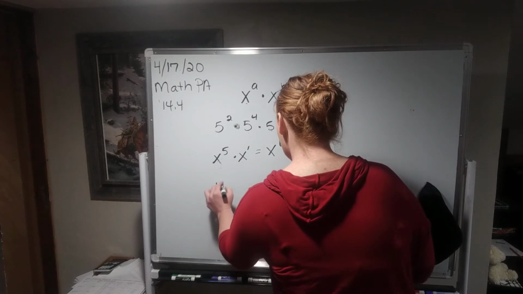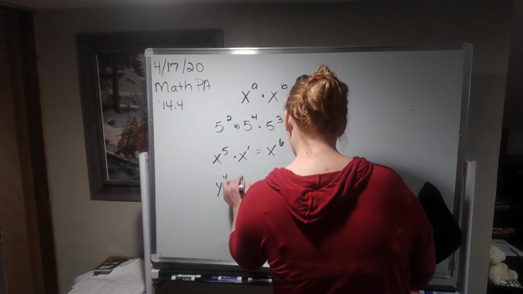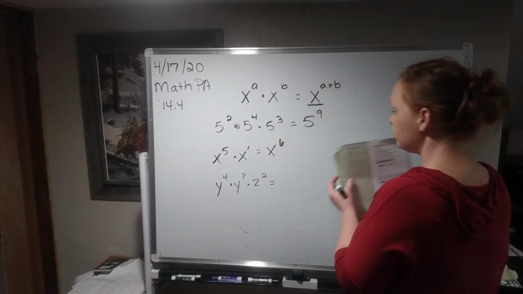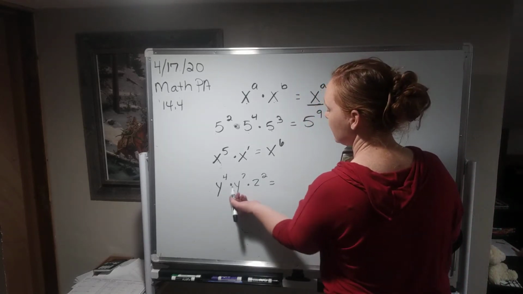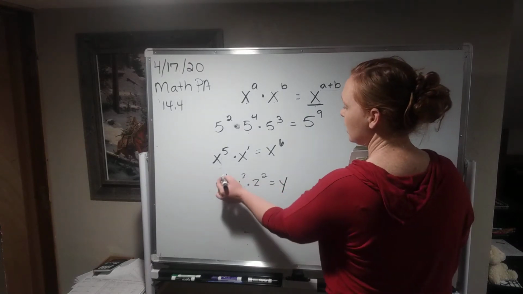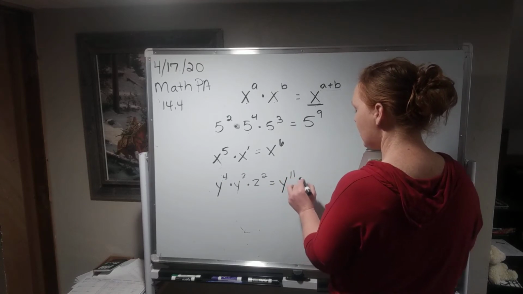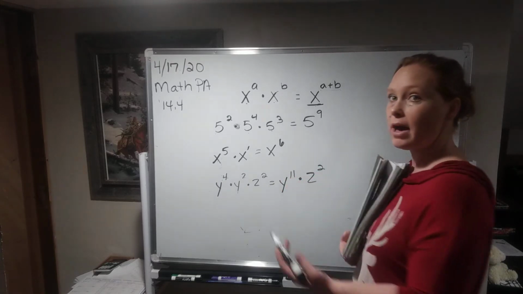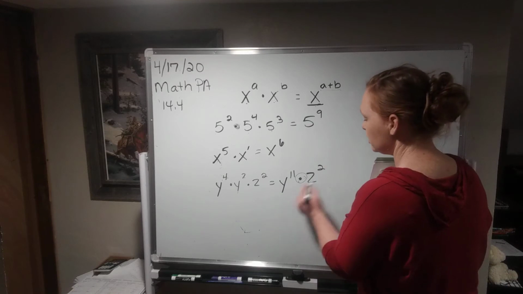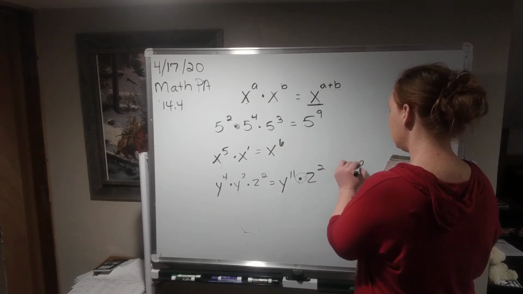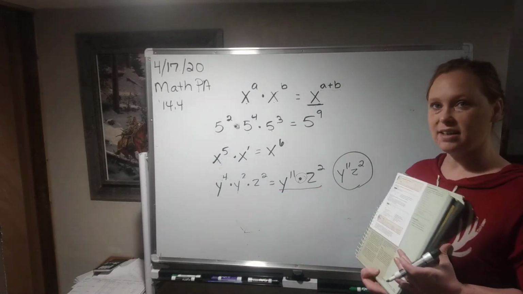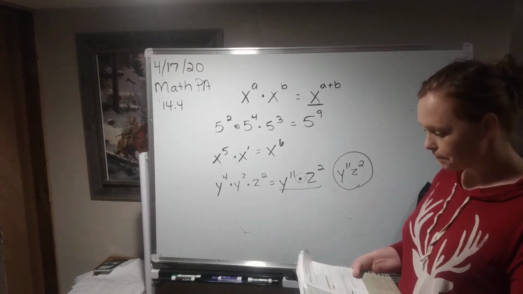Okay, c. y to the 4th times y to the 7th times z squared. First of all, let's put these bases together. This doesn't have the same base, so we can't use it in the same way. So I'm going to put my y, 7, 8, 9, 10, 11, y to the 11th times z squared. I want to think about alphabetical order. y comes before z, and when I multiply these together, I no longer need the multiplication sign. It's just y to the 11th z squared. I multiply them, I put them together. So this is a proper answer. This is not. This is a step towards the proper answer.